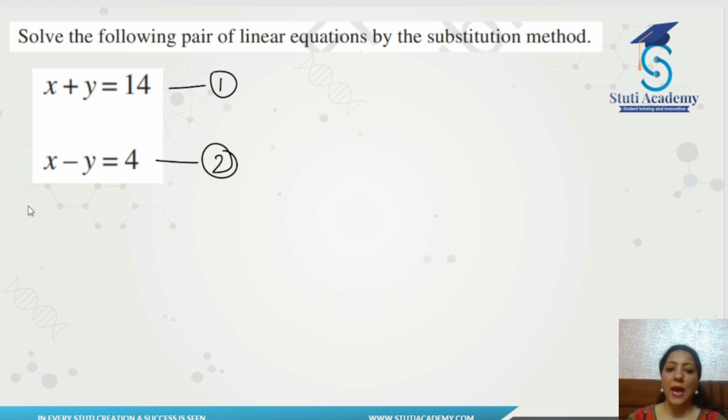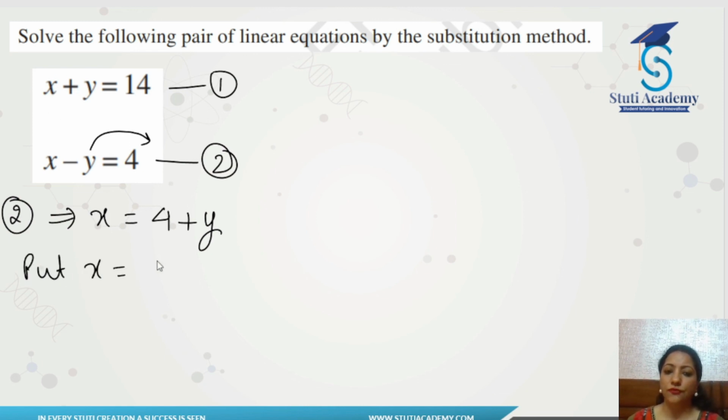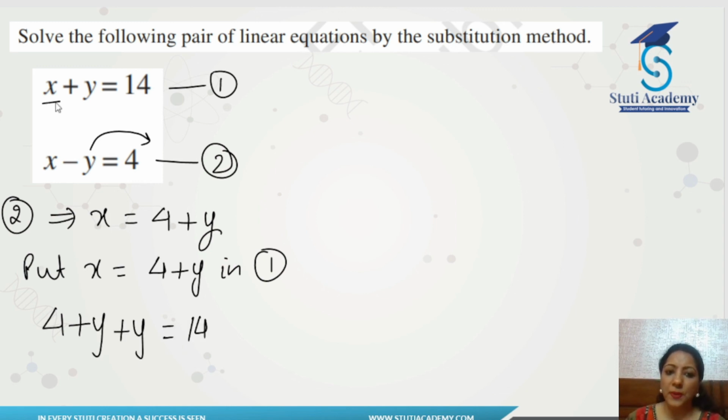Okay. So I'm going to take here the second equation and I will write x in terms of y. So y I'm going to take on the other side. I'll get x is equal to 4 plus y. Now this x is equal to 4 plus y, I'm going to put it in the first equation. So put x is equal to 4 plus y in the first equation. So we'll get 4 plus y is equal to 14. I have replaced this x by 4 plus y. That's how I've got here 4 plus y equal to 14.